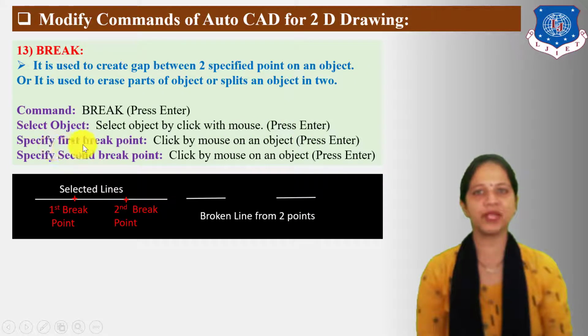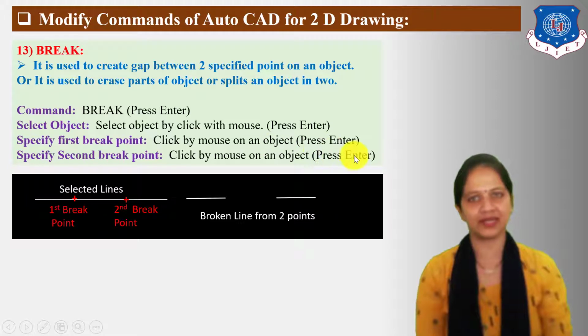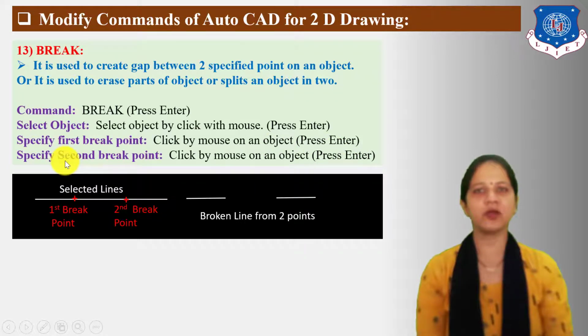The next statement displayed in the command bar or area is specify first break point. Click by mouse on an object, then press enter. The next statement displayed in the command bar or area is specify second break point. So click by mouse on an object, then press enter.